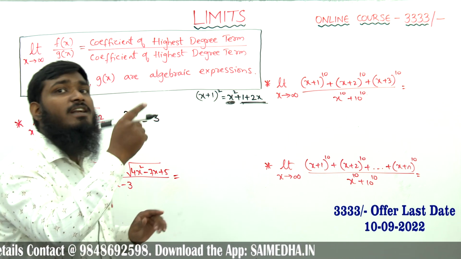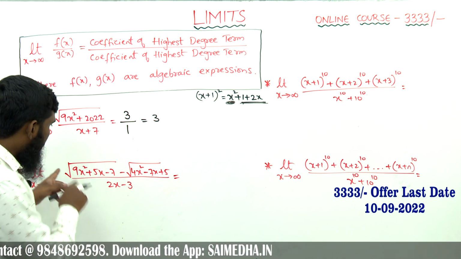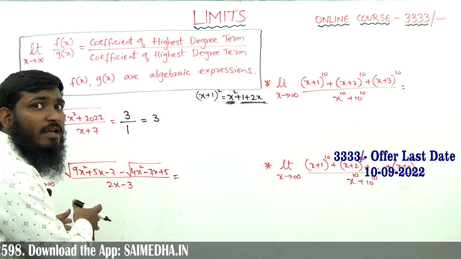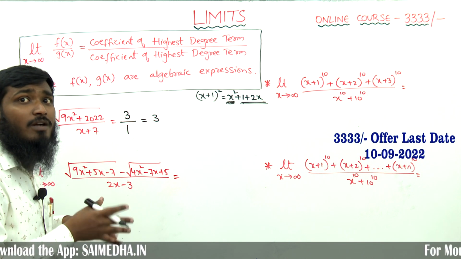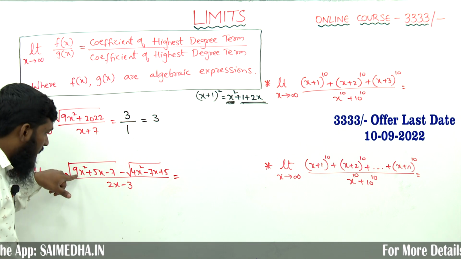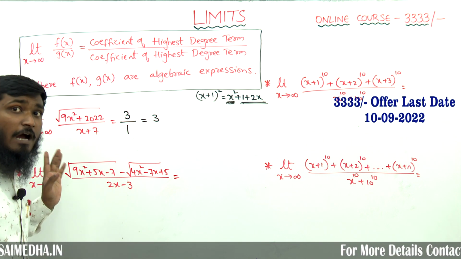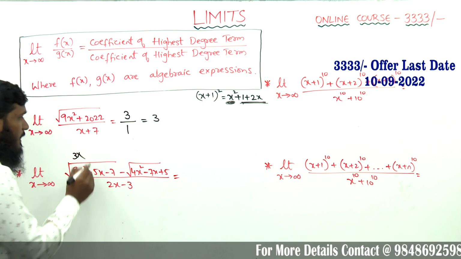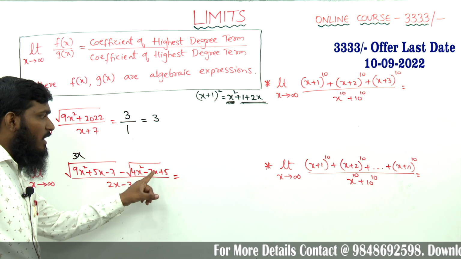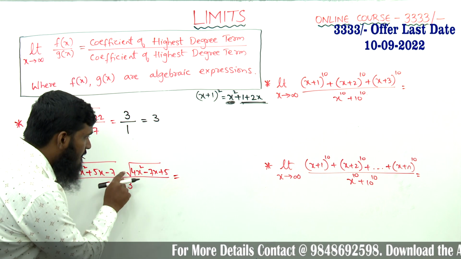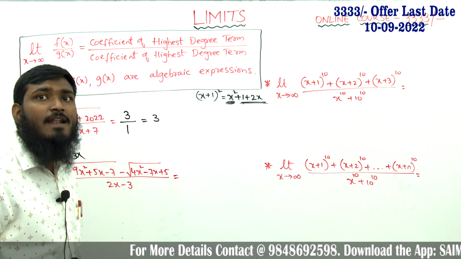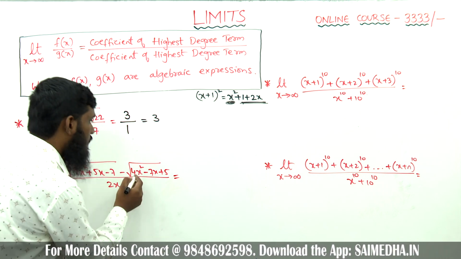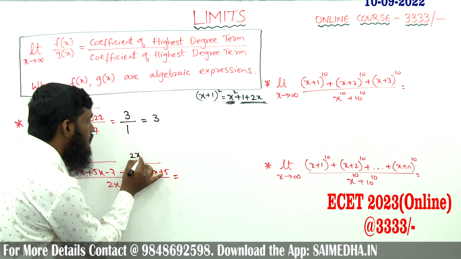So 9x square is becoming what? 3x. We can give the root for this other part also, but we are not bothering about this one. We have to concentrate only on the highest degree. So this part is becoming 3x after giving the root. Okay. So this is 3x we have taken. Now next, under root 4x square minus 7x plus 5 is there. If we give this under root for 4x square, what will happen? 4 will become 2, x square will become x. So 4x square is becoming 2x over here.